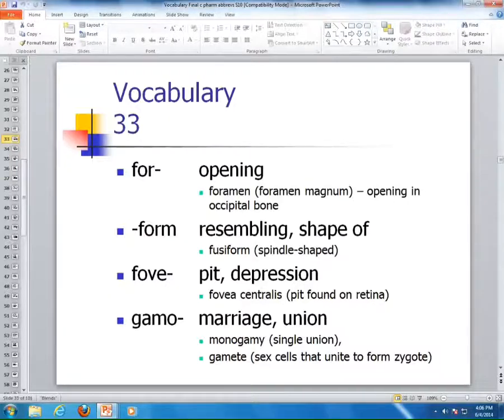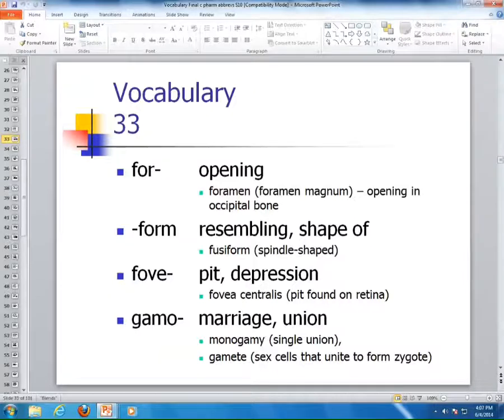Foramen is an opening in a bone. A lot of that in lab next Monday for most of you. If a term ends in form, it's usually resembling or in the shape of something. So fusiform is in the shape of, and that term may not make sense to you, but fusiform is a spindly shaped cell. We'll see those when we get to smooth muscle.